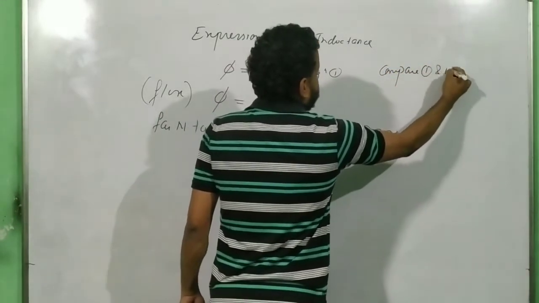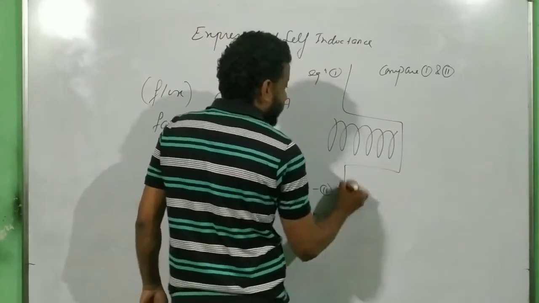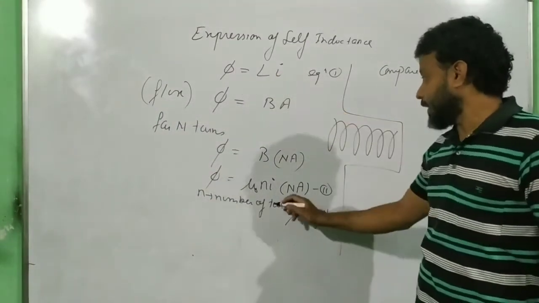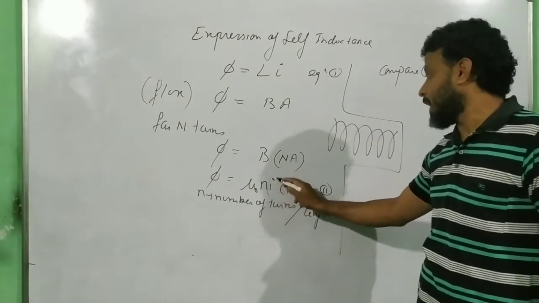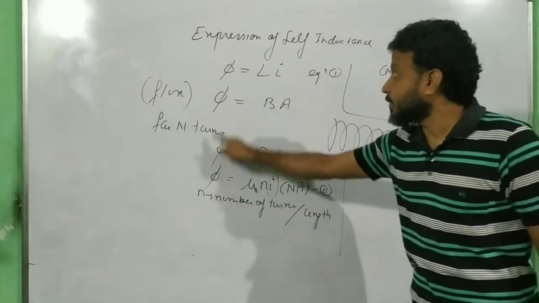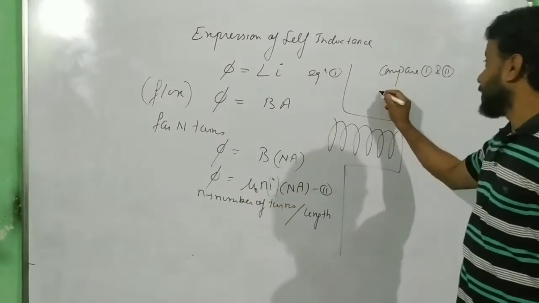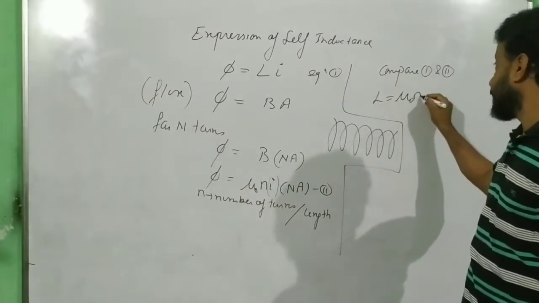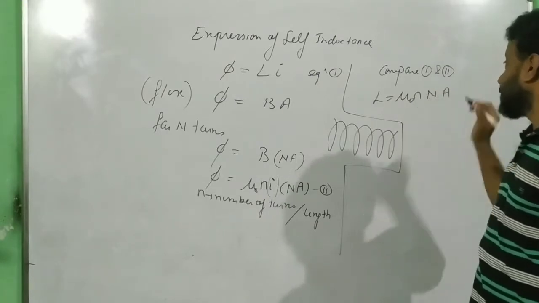Compare 1 and 2. If I compare 1 and 2, what will I get? There is a Li over here and there is a mu naught Ni. So there is an I here and an I here, and this phi here, phi here. So the remaining term is L, which is equal to mu naught N, capital N, multiplied by A.